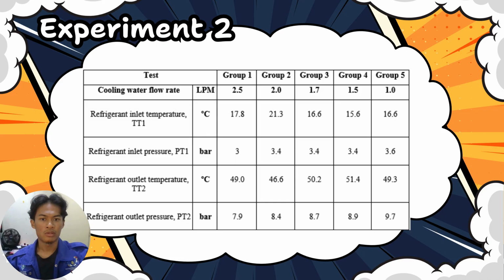And then at group 4, the water flow rate is 1.5 LPM, the inlet temperature is 15.6 degrees Celsius, and the inlet pressure is 3.4 bar, and then the refrigerant outlet temperature is 50.1 degrees Celsius, and then the outlet pressure is 8.9 bar. Then lastly is group 5, 1.0 LPM of cooling water flow rate. The inlet temperature is 16.6, and then the inlet pressure is 3.6 bar. And then the outlet temperature is 49.3 degrees Celsius, and then the outlet pressure is 9.7 bar.